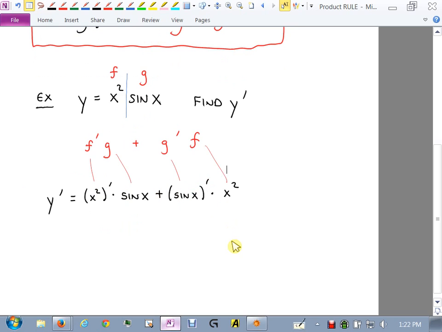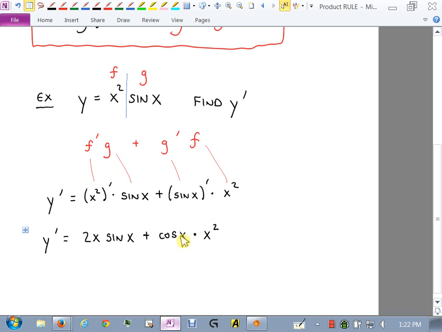Okay, so this is now, let's take some derivatives. We haven't taken any derivatives yet. What is the derivative of x squared? 2x. That's using power rule, right? 2x. And then you still have sine x next to it. All right. What is the derivative of sine x? Cosine x. But there was a plus here, wasn't there? So plus cosine x times what was here? X squared.